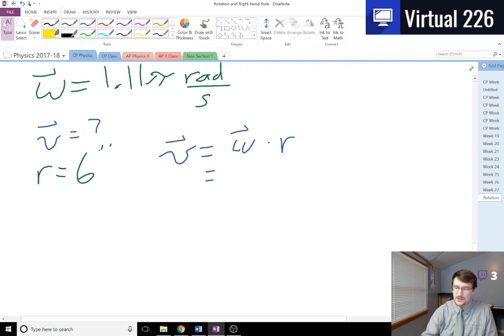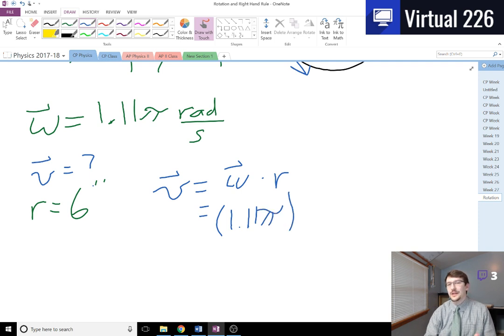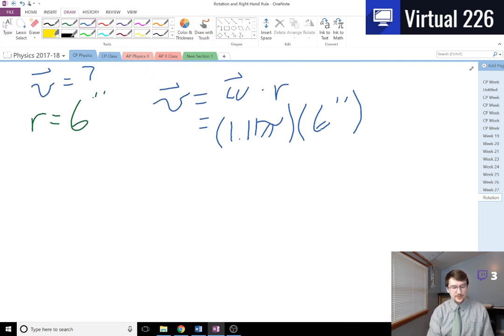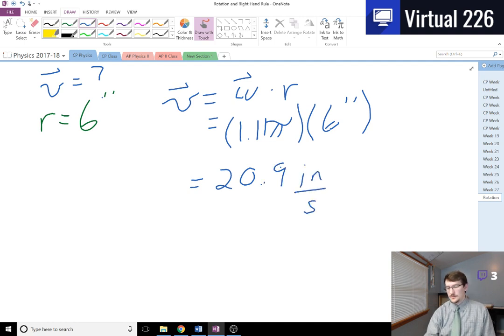So we take 1.11 pi, and we're actually going to multiply by that pi, because this is a linear quantity and we want it in number form, times 6 inches. After we multiply all that out, 1.11 times pi times 6 inches, we get a quantity of about 20.9, and our units are inches per second. Kind of a weird unit, but it's what we have.